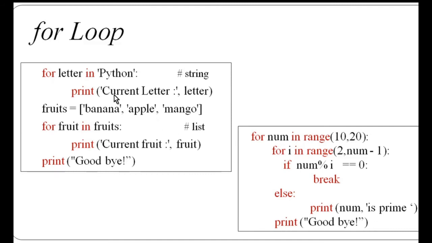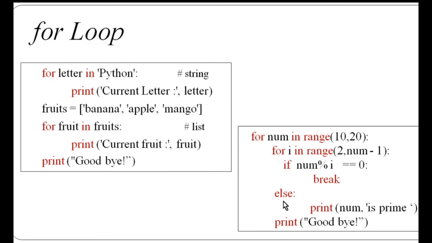This is an example. For letter in Python. Python is an iterable, it's a string. So for each letter in this string, this statement will be executed. Similarly, there is a list here. For each fruit in the list, this statement will be executed.